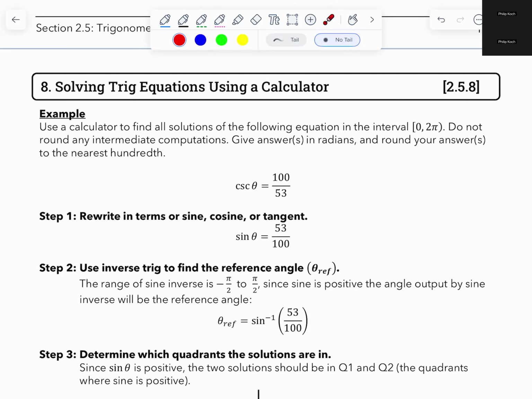What I can tell you is it's very rare in the real world that you get exactly a pi over 4 or a pi over 6. So how do we solve this problem right here? Cosecant of theta is equal to 100/53. That's not going to give me a nice angle.